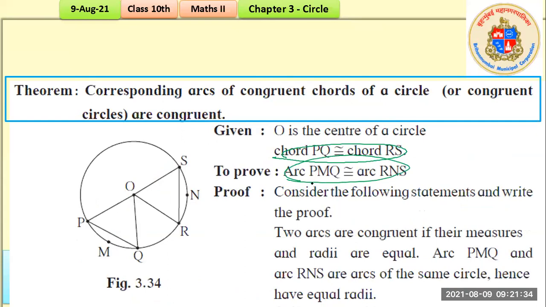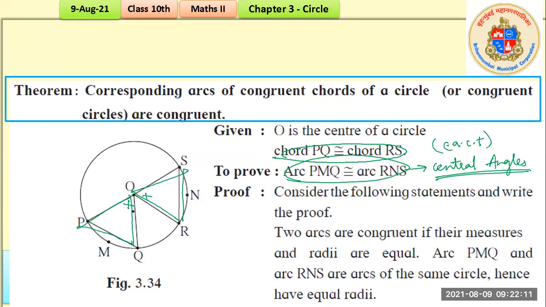To prove that the arcs are congruent, we need central angles, correct? Which is the central angle here? POQ and SOR. We need to prove that these two angles are congruent. How can you prove that? First, you will prove that the triangles are congruent, and then you can say by CACT that the angles are equal. Once the angles are equal, the arcs are equal.